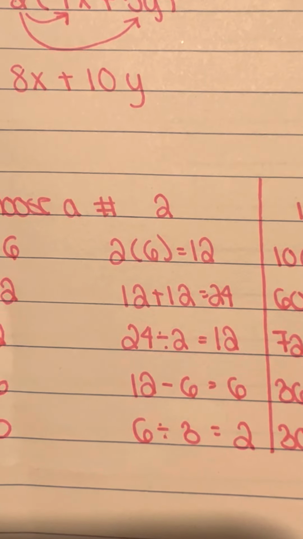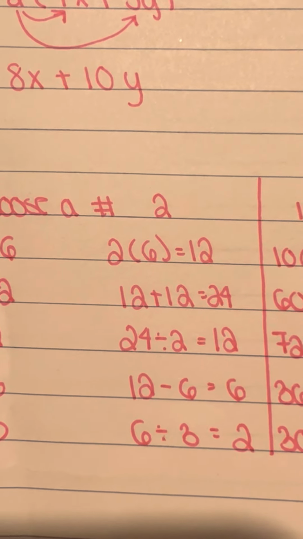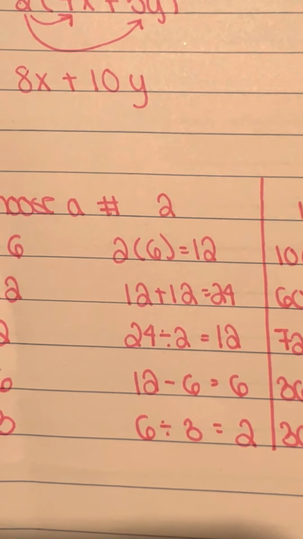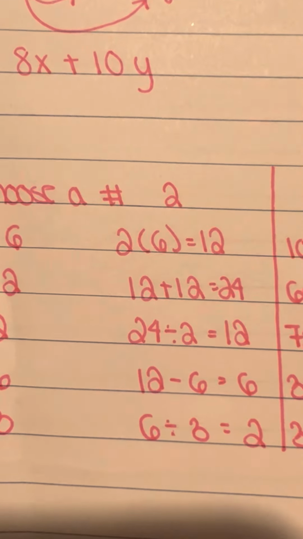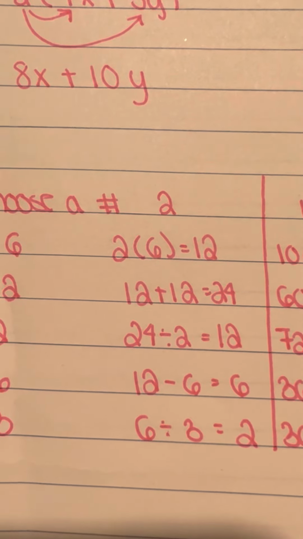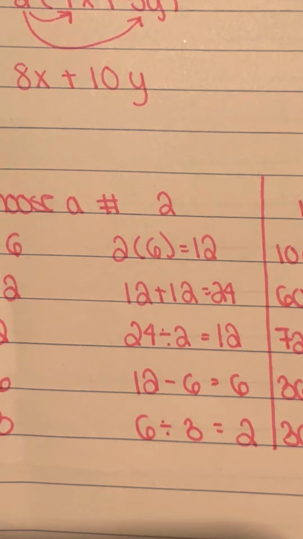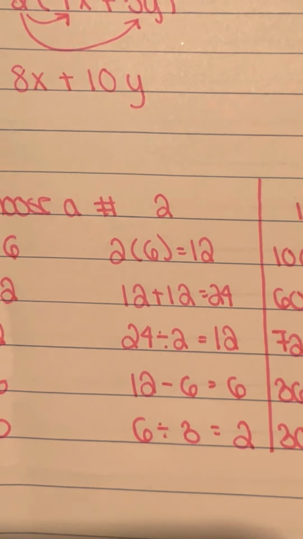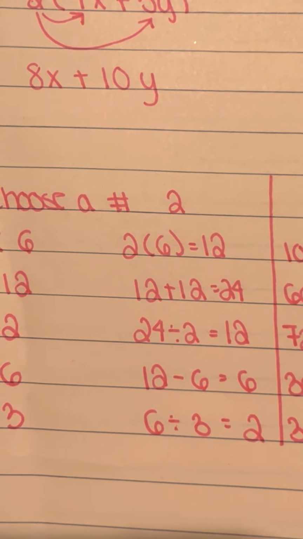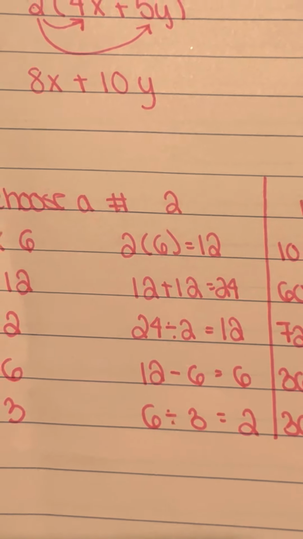So I multiplied 2 times 6, which gave me 12. Then I added 12 plus 12, which gave me 24. From there, I divided 24 by 2 and got 12. Then I subtracted 6 and got 6. And then I divided the rest by 3, and my answer was the same as the number that I started with, 2.